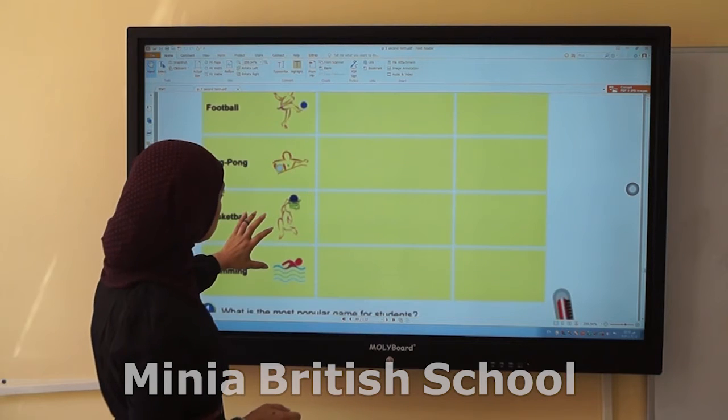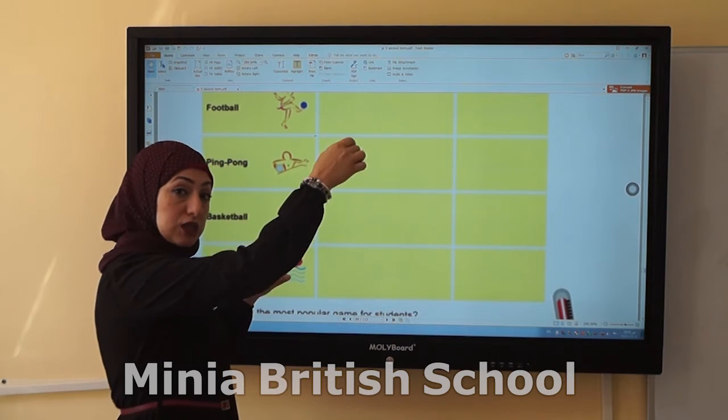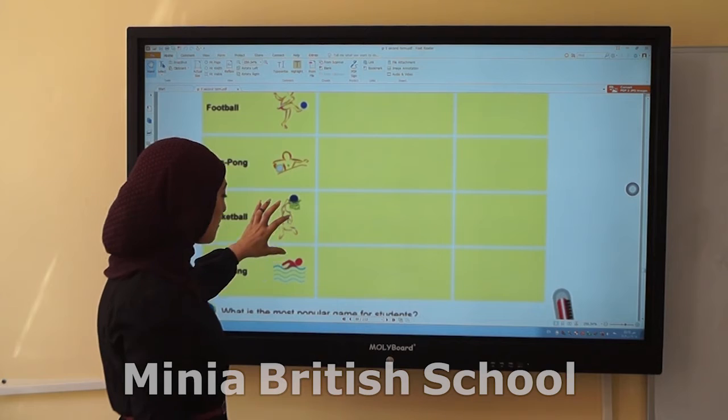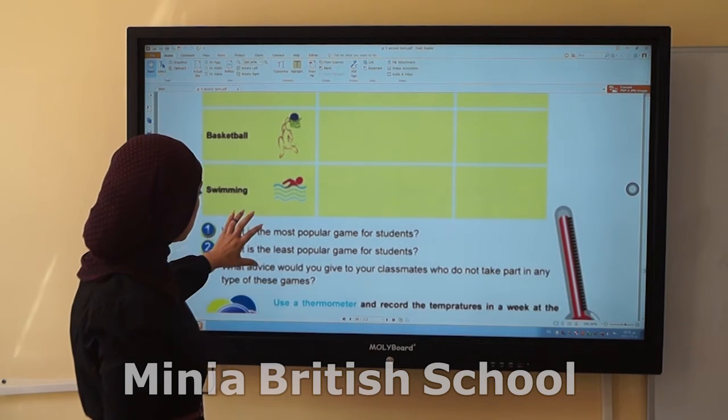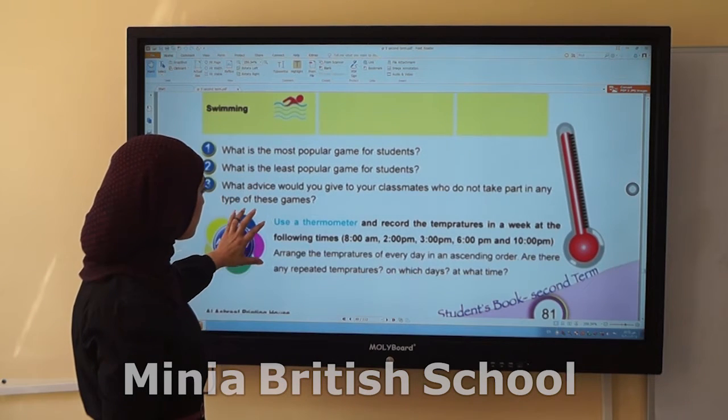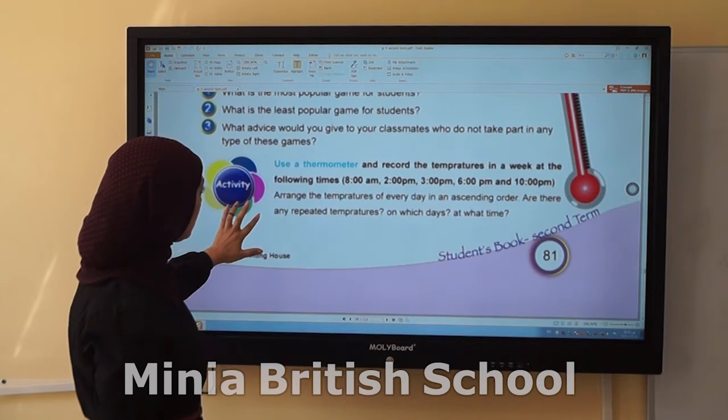And put the marks, put the tally mark and write the frequencies. This is an activity we can do with your friends. Okay?